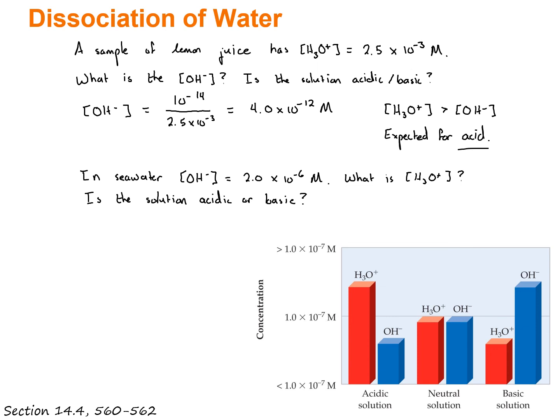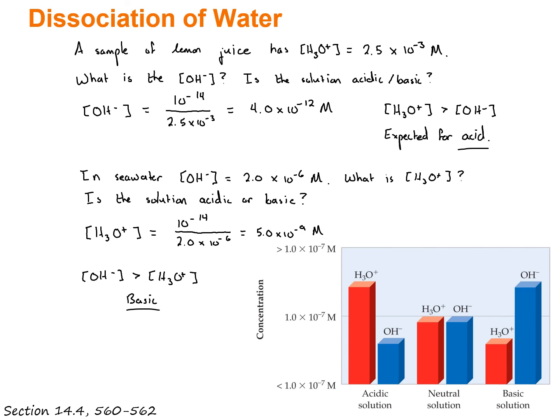If we took seawater, the hydroxide concentration for this sample is 2 times 10 to the minus 6. So what's the hydronium concentration? And then is it acidic or basic? So we set it up in a similar fashion. The hydronium ion concentration equals just 10 to the minus 14 over the hydroxide ion concentration, which is given by 2 times 10 to the minus 6. That gives us 5 times 10 to the minus 9 molar. And we can see that 5 times 10 to the minus 9 molar is smaller than the 2 times 10 to the minus 6. So this yields a basic solution.